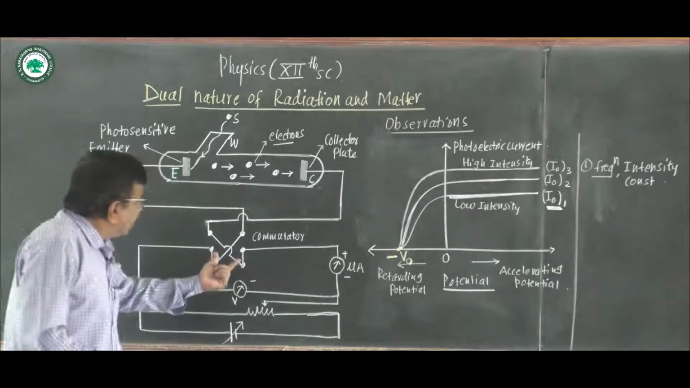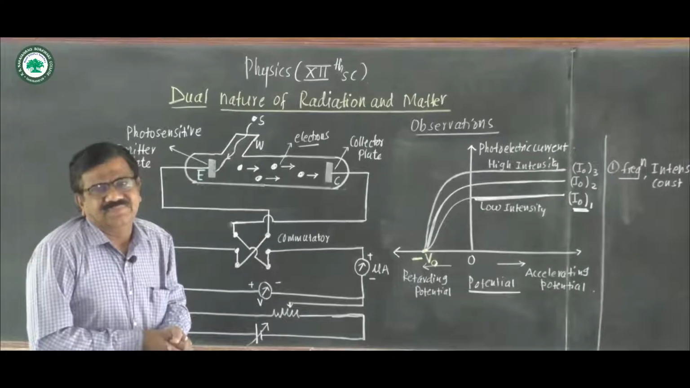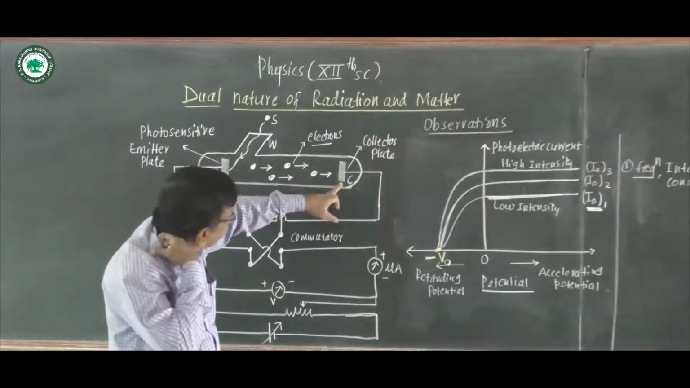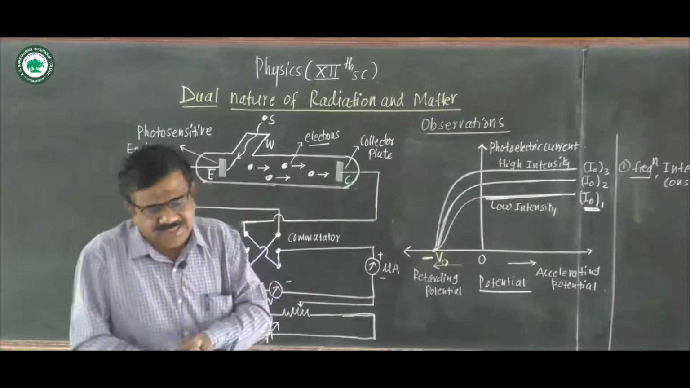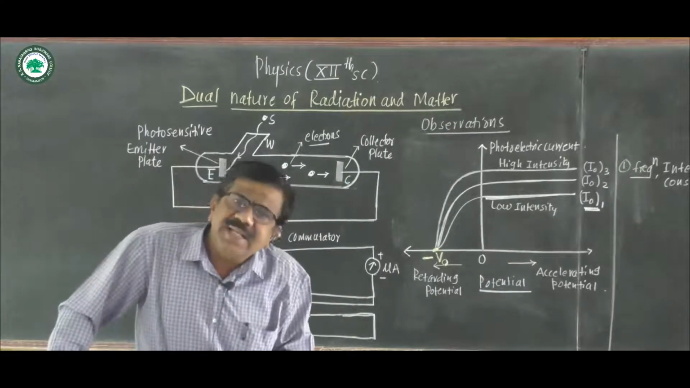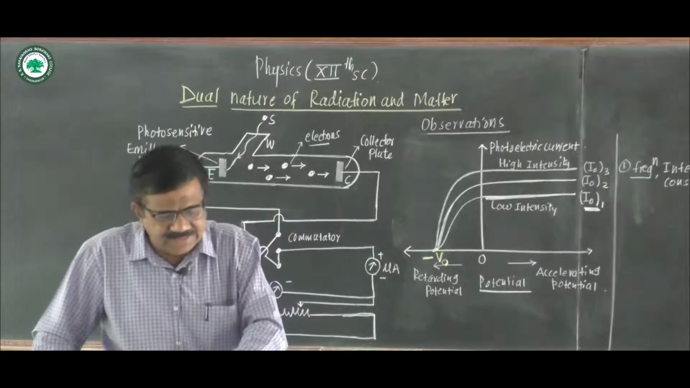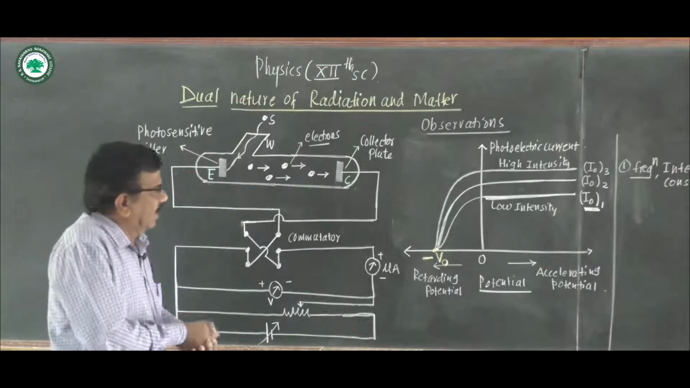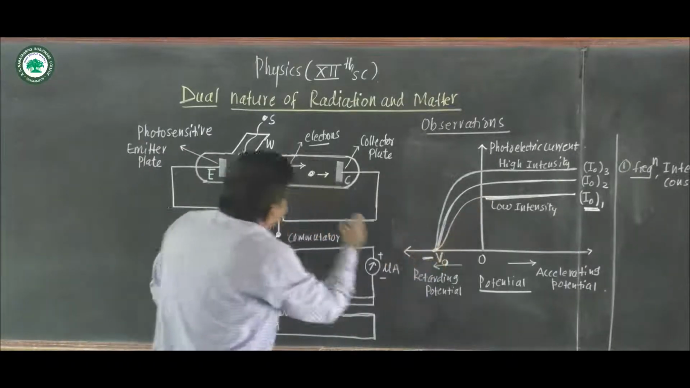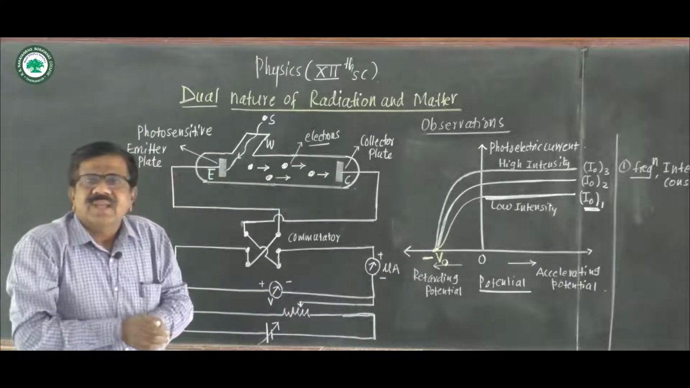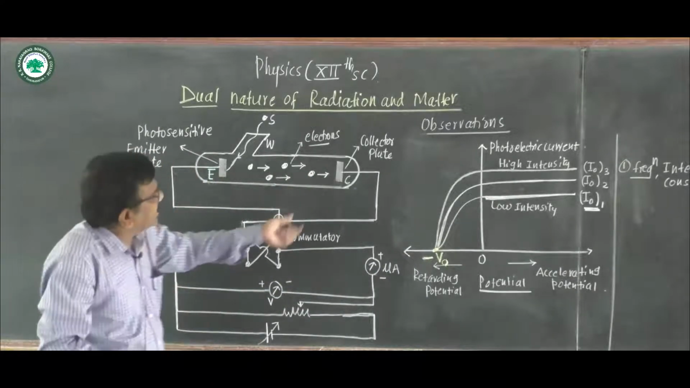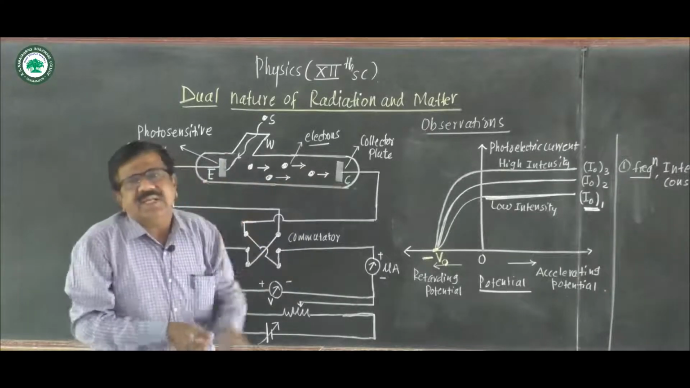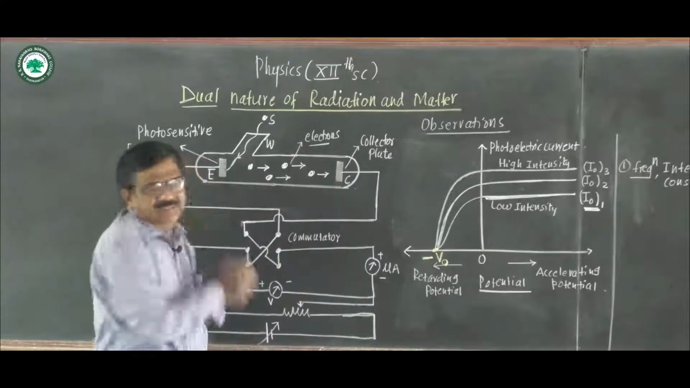Now the commutator key is reversed. Now see the next part. The commutator key is reversed, and this collector is given a negative potential, or retarding potential is given to the collector plate, and if this retarding potential is increased, at a certain negative potential, all the electrons emitted by the emitter are repelled by the collector.